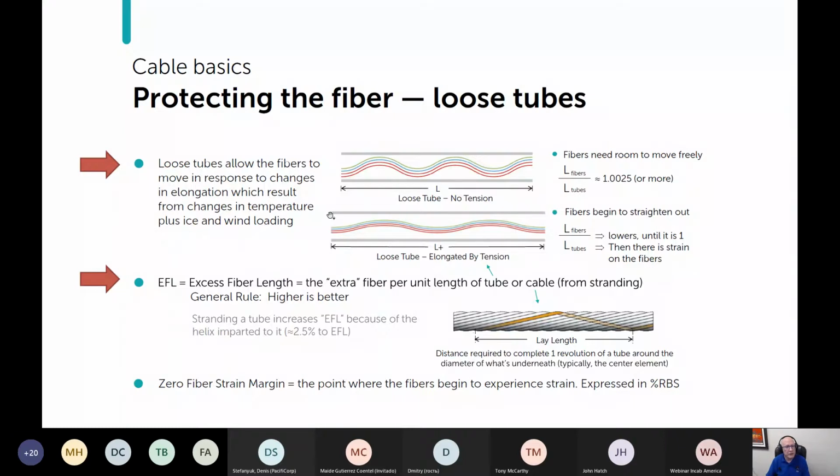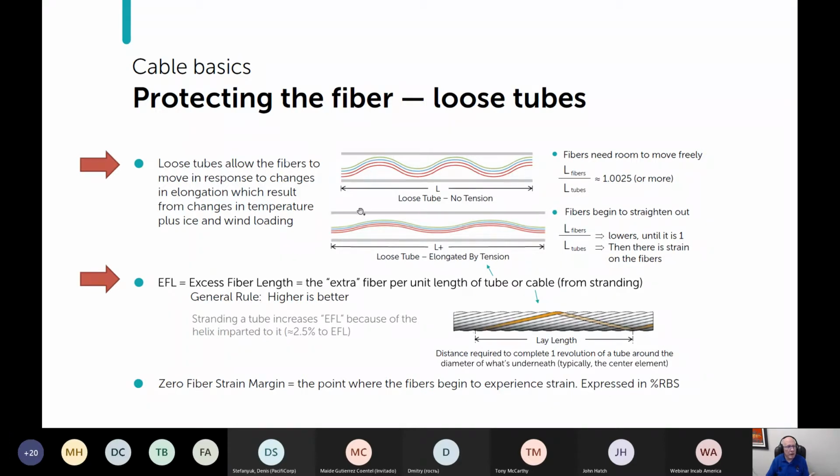In any case, when the cable or the tube begins to elongate, at first what happens is this sinusoidal shape just begins to flatten out. Now, it can only go so far before this ratio shrinks to 1. And at that point, the fibers are beginning to experience some of that tension that's on the cable. Fiber is very strong, but it's glass, which means it's very brittle. And so to the extent that you can, you want to minimize any tension on the fiber, and that's generally referred to as fiber strain.